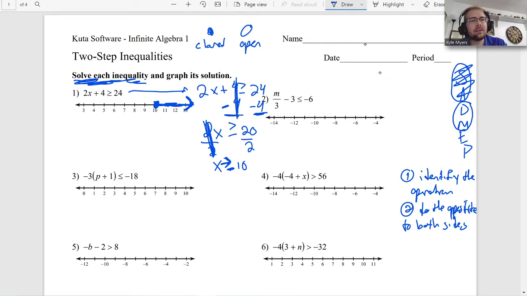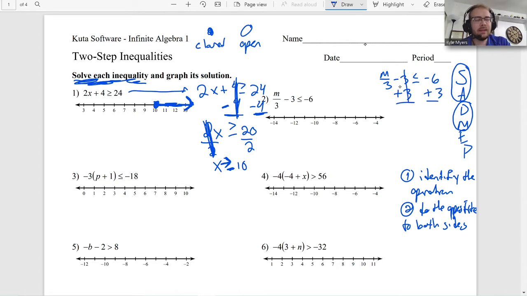M over 3 minus 3, less than or equal to negative 6. I'm going to write it off to the side again. We want to try to add or subtract something to both sides first. M over 3 means m divided by 3. Fractions are dividing, so I don't want to do that first because I want to do SADMEP, subtract or add something to both sides first. So I don't want to touch the 3 that the m is being divided by, but then it's being subtracted by 3, and the opposite of subtract 3 is to add 3.